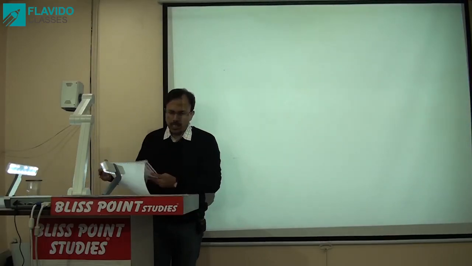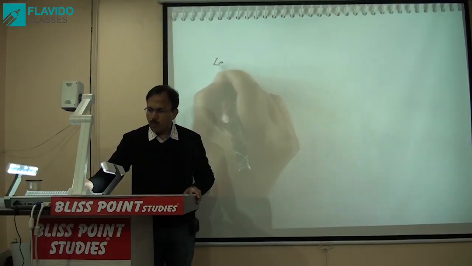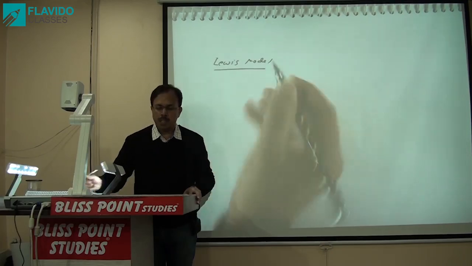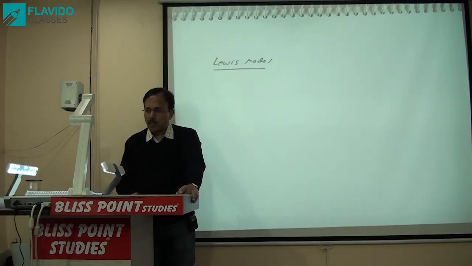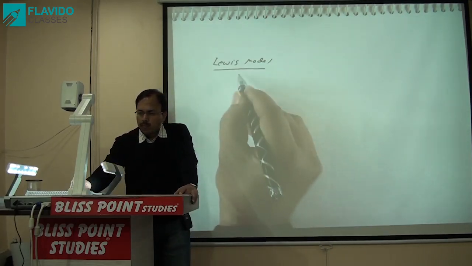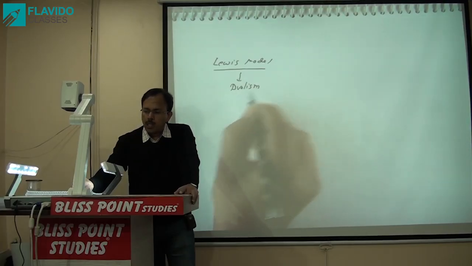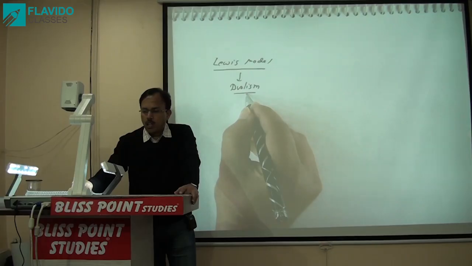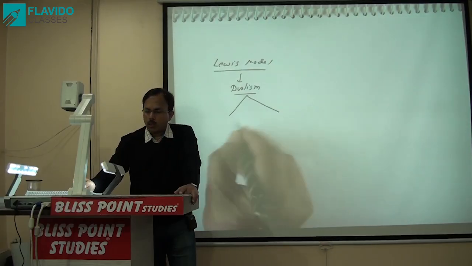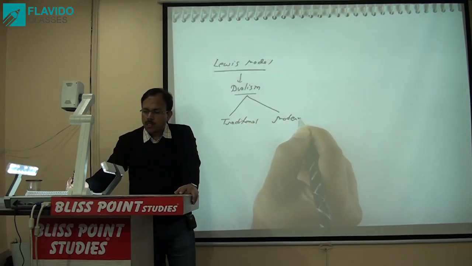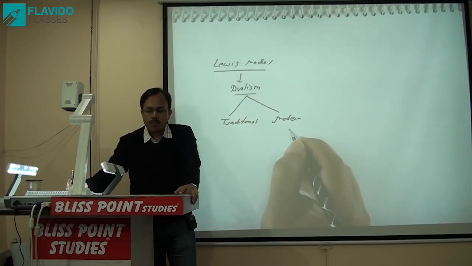Some brief idea बाकी मॉडल के लिए मैं एक्सप्लेन कर दे रहा हूँ. Like when you explain the Lewis model, although next test में property आना चाहिए था, but still when you explain that Lewis model, first explain the idea of dualism, which means coexistence of two sectors. One is traditional sector and other is modern sector, that is agriculture and industry.